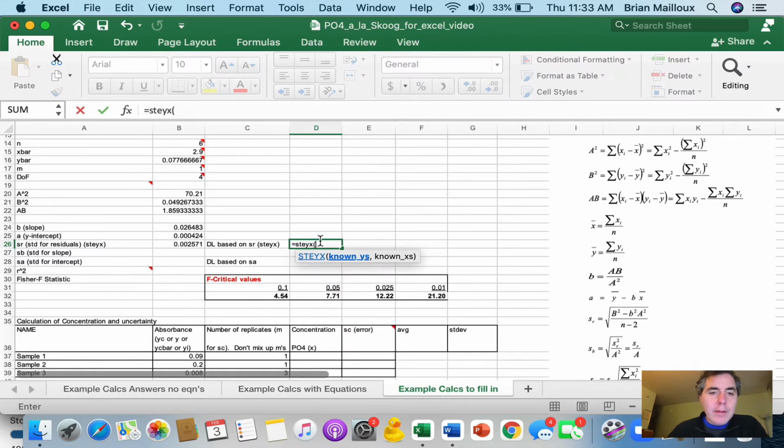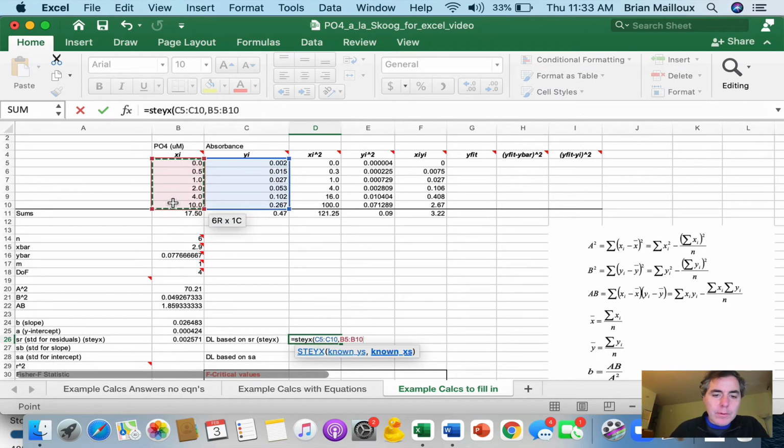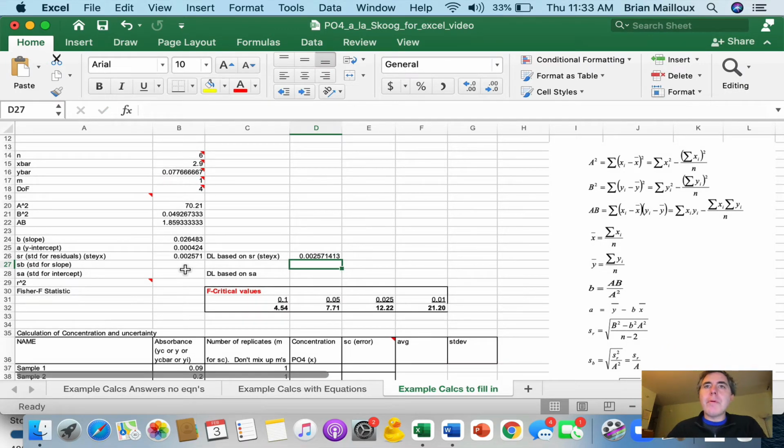And the interesting thing is there's a function in Excel that does this, STEYX. If we do that, we can do known y's, comma, known x's, close. We get the same number. So we're in good shape there.